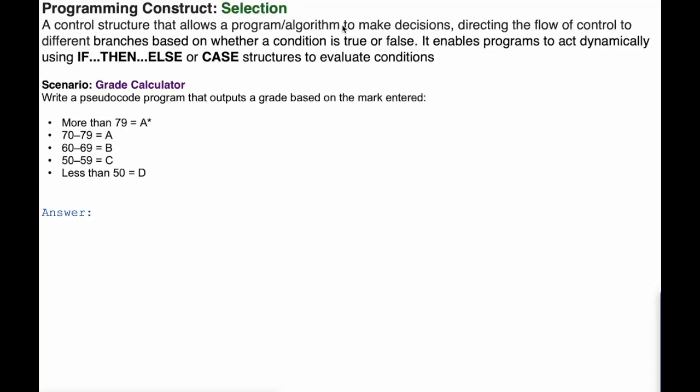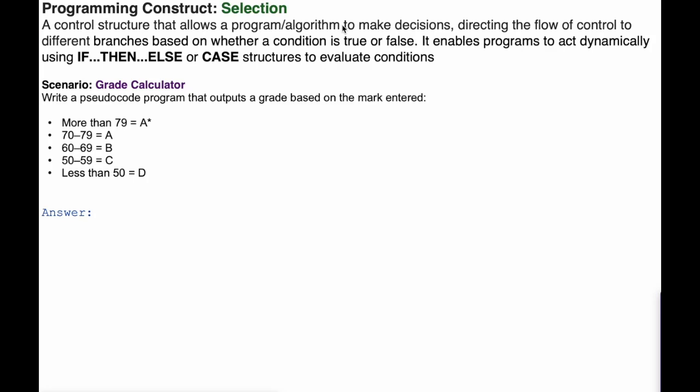This is part 2 of looking at the programming construct selection. We've covered the if statement, but now we're going to look at the nested if, okay? The nested if allows a program to look at multiple conditions without having to repeat, linking those conditions together.